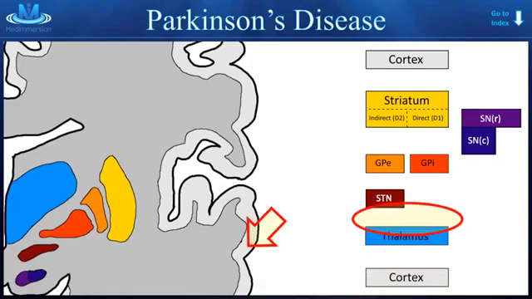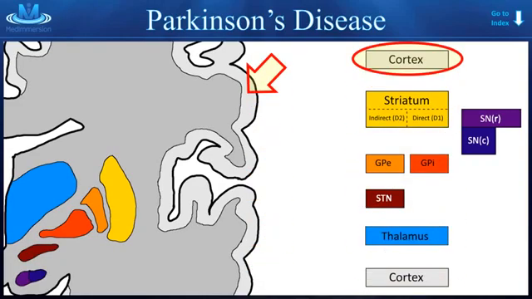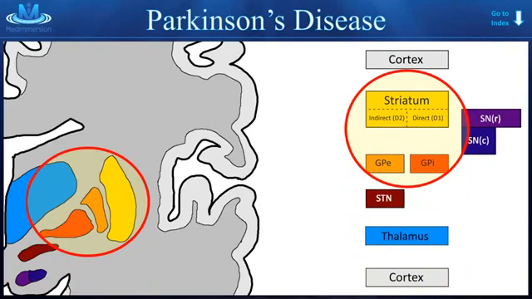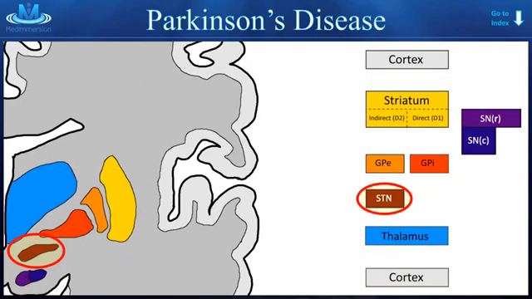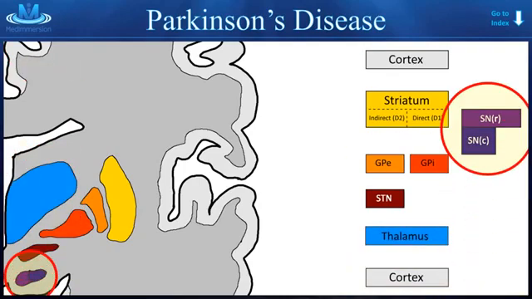First, the cortex, where the initiation of conscious movement begins. Then we have some basal ganglia structures: the striatum, which is yellow, the globus pallidus externus, which is kind of a lighter shade of orange, and the globus pallidus internus, which is a darker shade of orange. Next is the subthalamic nucleus, the thalamus, and lastly the substantia nigra, with the lighter shade of purple being the substantia nigra pars reticulata, and the bottom darker purple being the substantia nigra pars compacta. Okay?